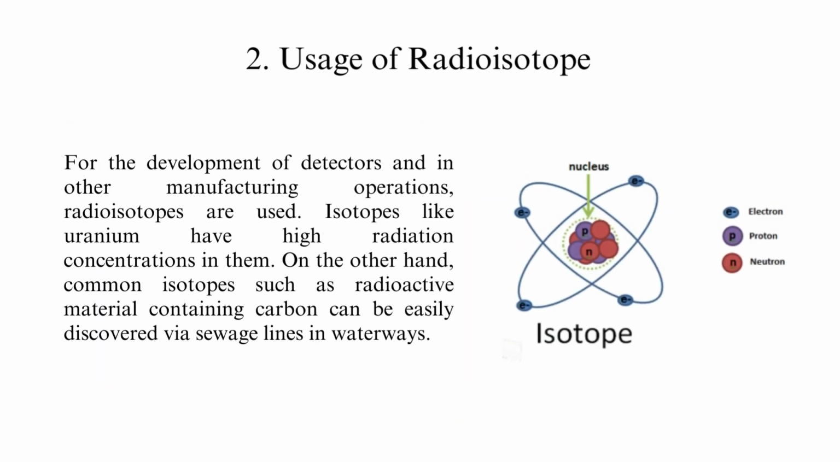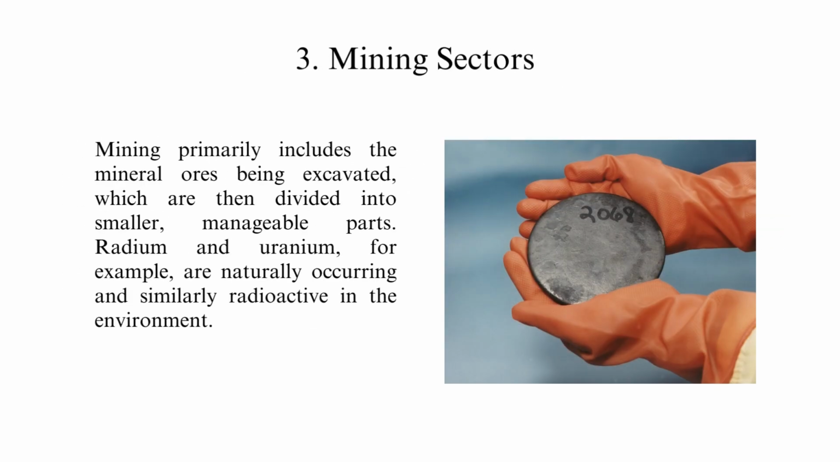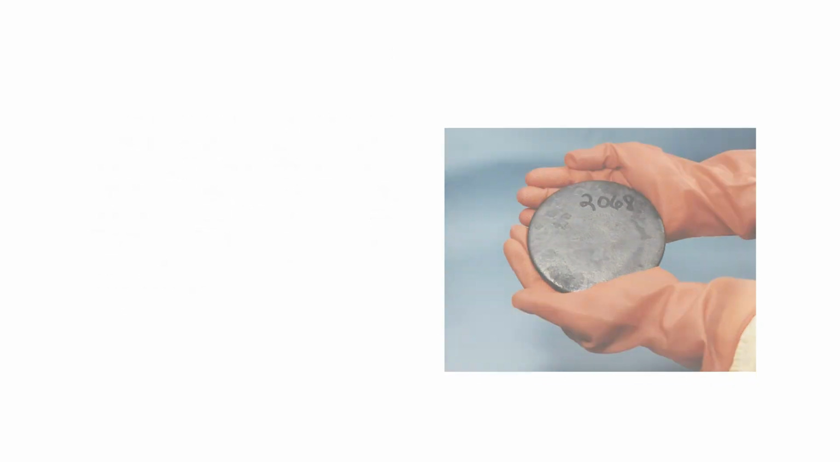Usage of radioisotopes. For the development of detectors and in other manufacturing operations, radioisotopes are used. Isotopes like uranium have high radiation concentrations in them. On the other hand, common isotopes such as radioactive material containing carbon can be easily discovered via sewage lines in waterways. Mining sectors. Mining primarily includes the mineral ores being excavated, which are then divided into smaller, manageable parts. Radium and uranium, for example, are naturally occurring and similarly radioactive in the environment.